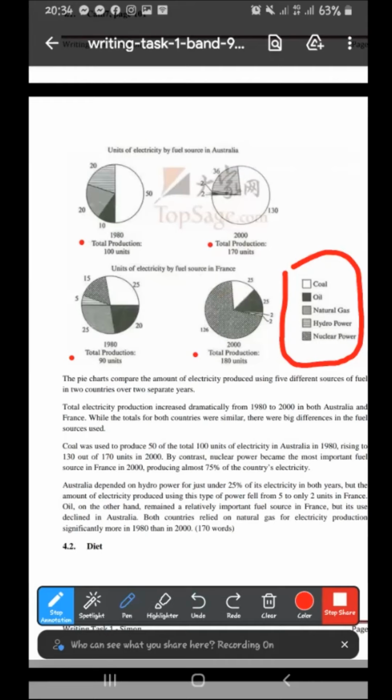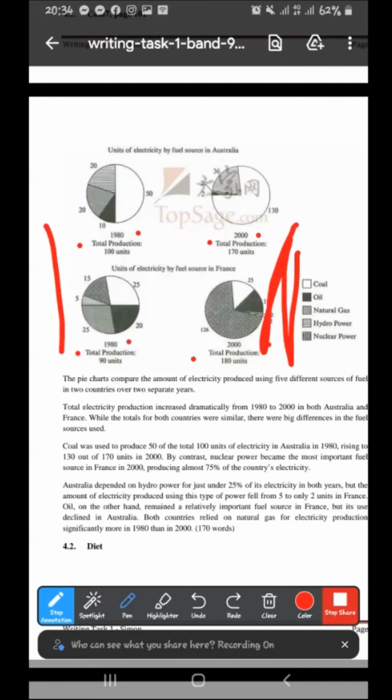And it's all about electricity. As you can see, it's all about electricity. Electricity in terms of what? Units. Okay. If it's in terms of units, then we know that there is production units. And the number is already given here. 100 and 170 for Australia, and 90 and 180 for France. But in different years. Like this was produced in 1980. This was in 2000. Same here, 1980 and 2000. So you can see the differences. You can easily make a stark comparison.